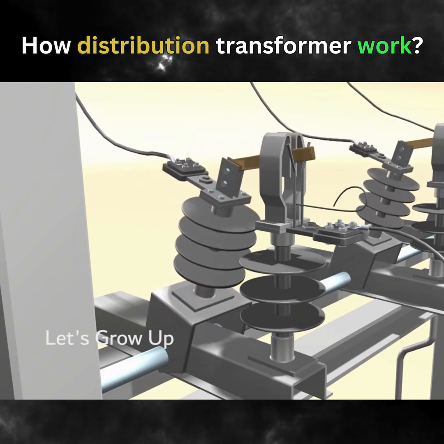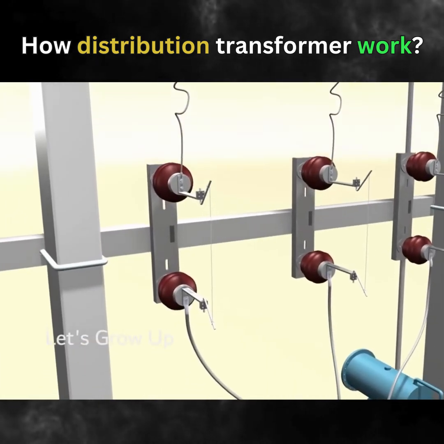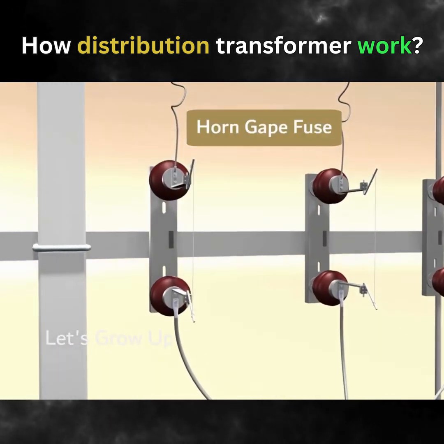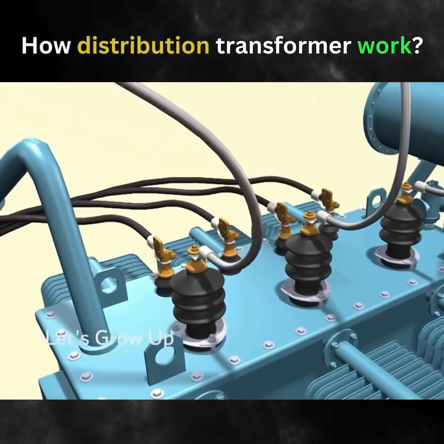Further, the AB switch is connected to the fuse. These are the horn gap fuses. Sometimes you can also see drop fuses. The high voltage connection is made to the transformer HT bushing.